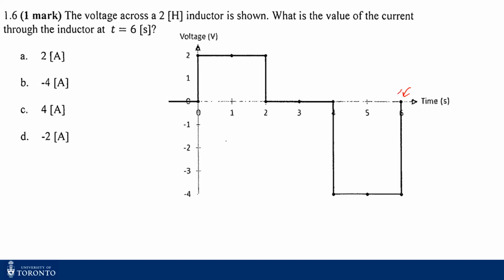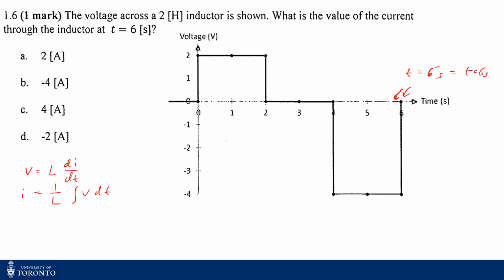So therefore the current just before 6, which I can term as t equal to 6 minus, will be the same current as at t equal to 6 seconds, right? Now, remember, the voltage and current relationship for an inductor is V equals L di/dt, right? So therefore, my current will be just 1 by L times the integral of the voltage across the inductor, right?